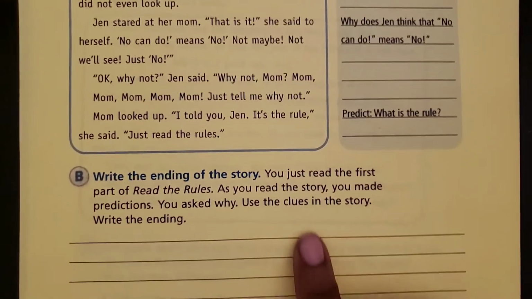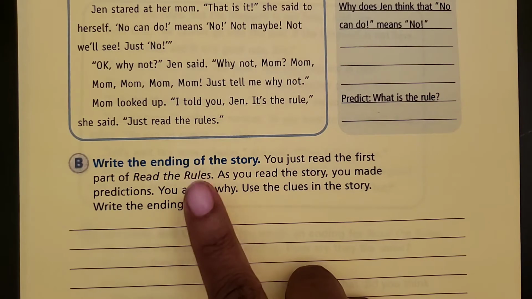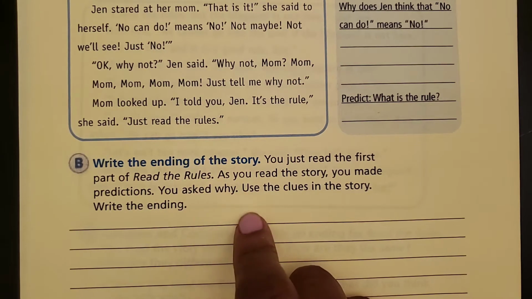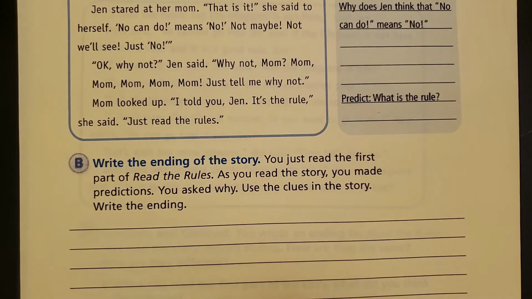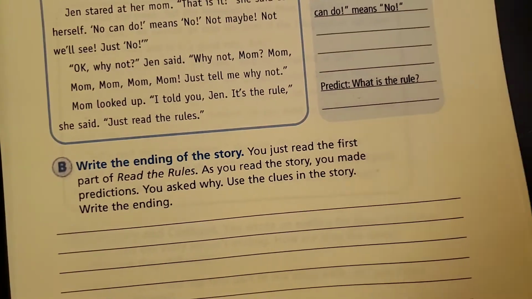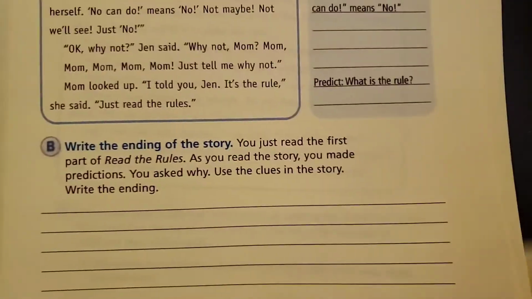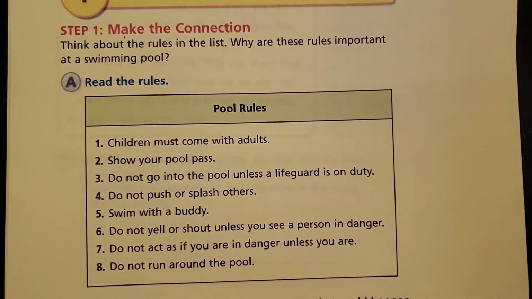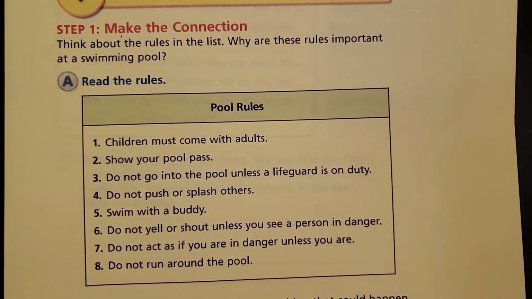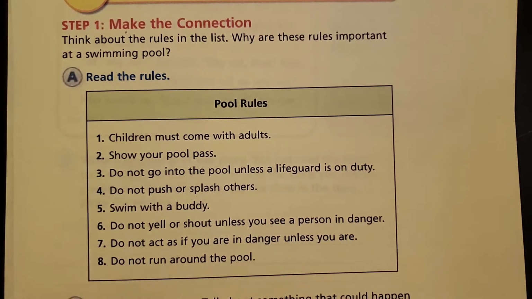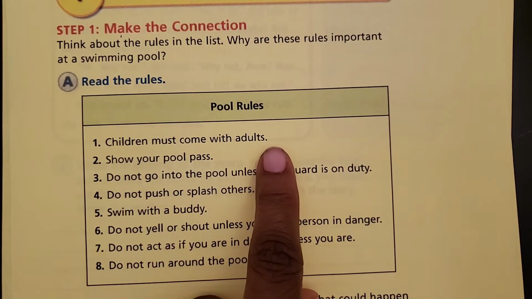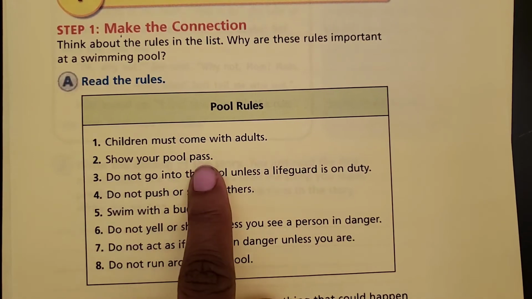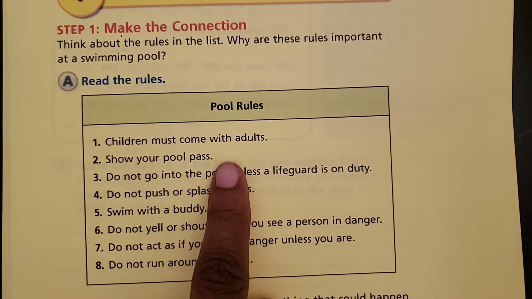Yesterday, you just read the first part of Read the Rules, and you were supposed to make a prediction. If you went all the way back to the first page of the story, you might have been able to predict what the reason was. Remember, here are the pool rules. Children must come with adults. Well, Jen came with an adult. Show your pool pass. Maybe they don't have their pool pass.